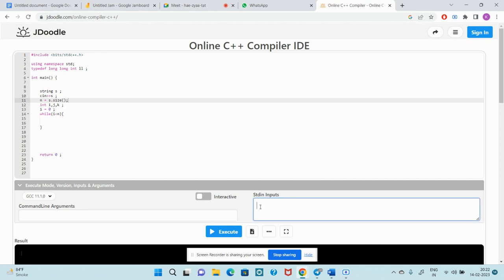Let me take a substring as ab. Okay. Let me take a substring as aba. Then xyz.